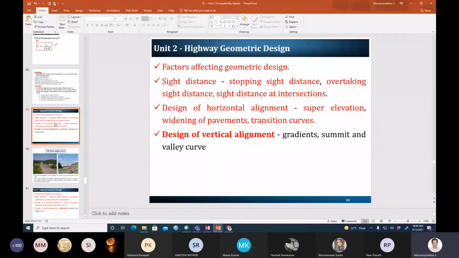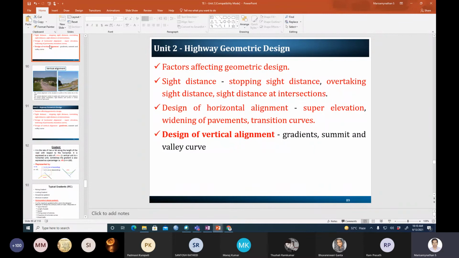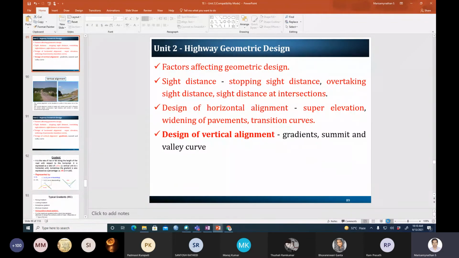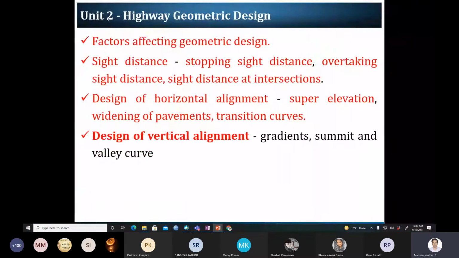So currently we are here. Highway geometric design is your second unit. The final component is the design of vertical alignment, where we are going to study the different gradients and different kinds of estimations. It might be the valley curve or the summit curve, which is nothing but the upward and the downward. So I will very quickly, within 2-3 minutes, give a quick introduction about the vertical alignment, and the detailed design and estimations we can see in tomorrow's class.